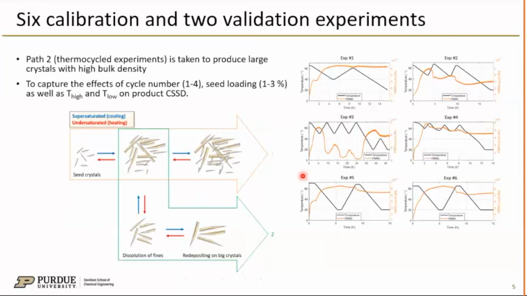To train our model, we designed 6 different experiments with different temperature cycle number, seed loading, and batch time affecting the cooling and heating rates. These parameters were changed to have a diverse set of product crystals to have a predictive model. Temperature cycles were implemented because at least one is needed to match the bulk density requirements of this compound. Here is depicted how the temperature cycles work to eliminate small crystals and make them redeposit onto larger remaining ones, enhancing crystal growth and bulk density of our needle-like crystals.